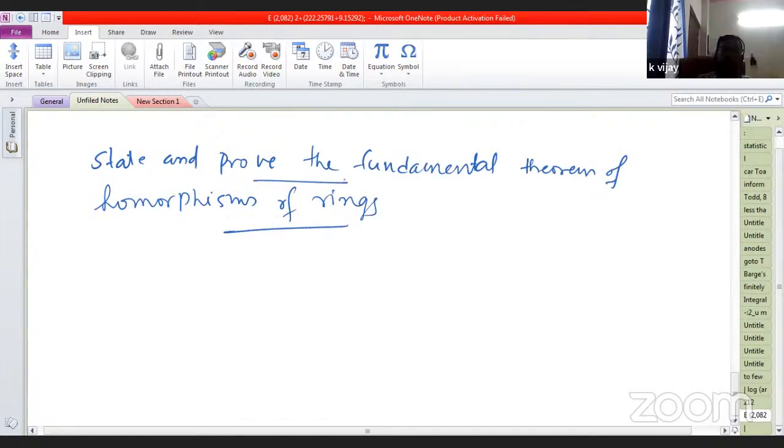State and prove the fundamental theorem of homomorphism of rings. Suppose F is a homomorphism. What is a homomorphism? Tell me, anyone. One-one and onto. Very good. What is your name?